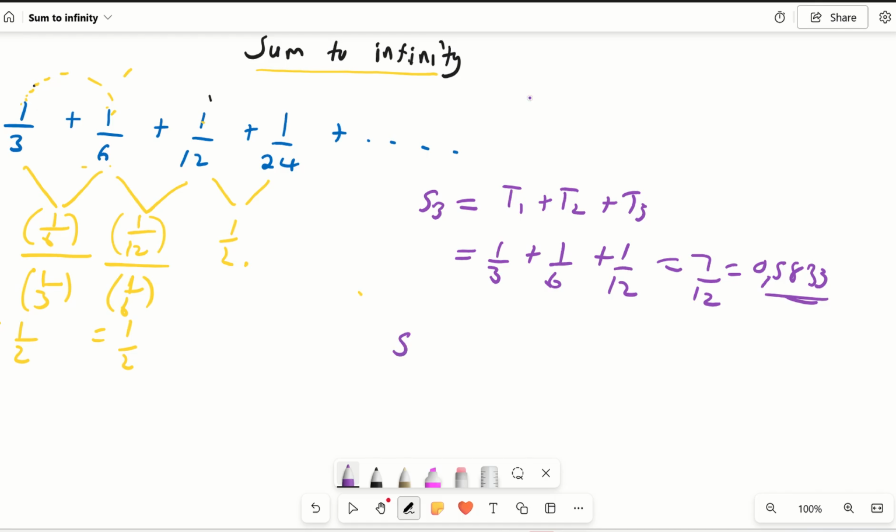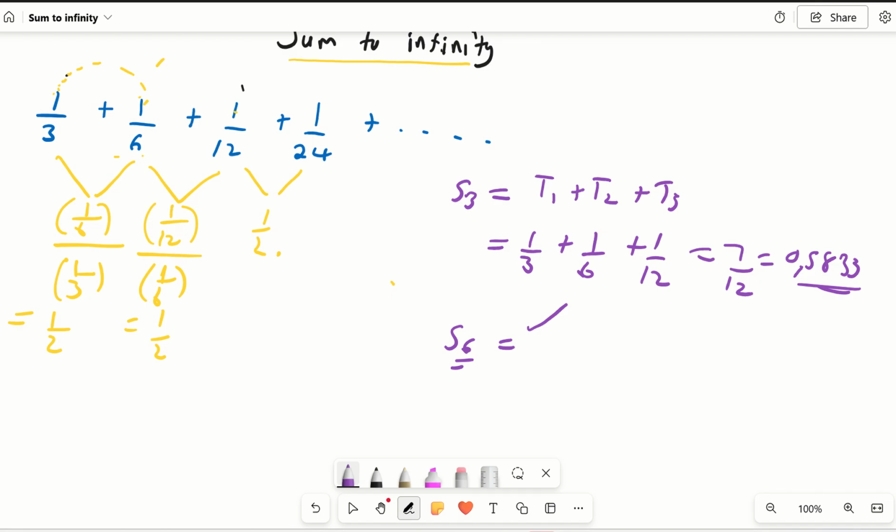Let us say S10. Can we find S10? Okay, let's make it S6. So obviously we have to add the first six terms of the series: T1 plus T2 plus T3 plus T4 plus T5 plus T6. You need to add all of them. But it also looks like it's going to take a bit of time. You can go ahead and do it, but we could rather use the formula for the sum of a geometric series, since we've already established that it is a geometric series, all right?